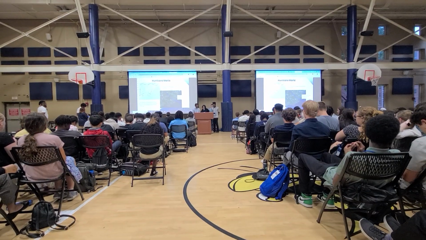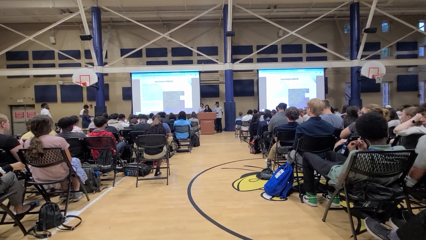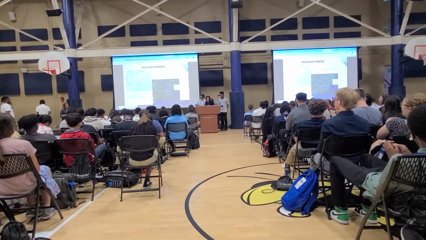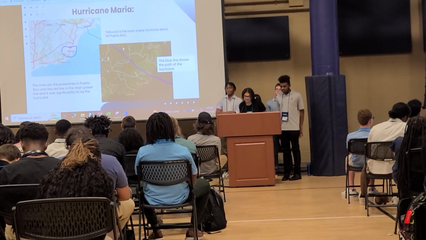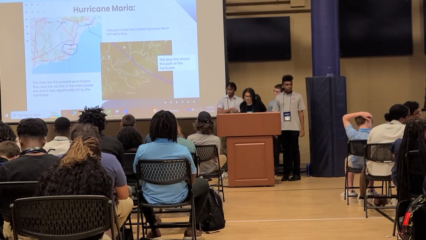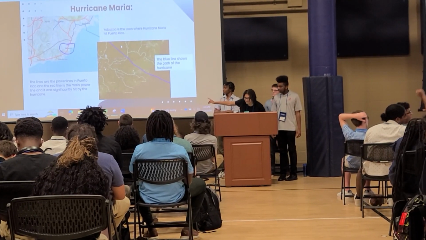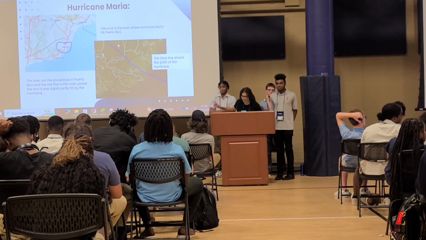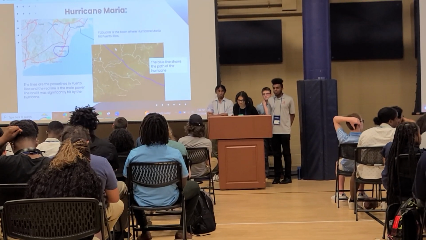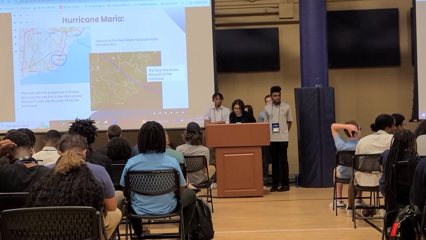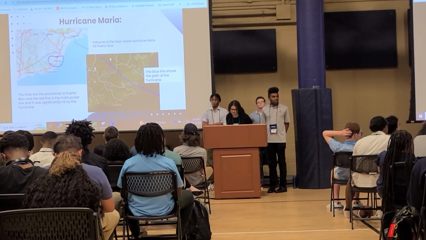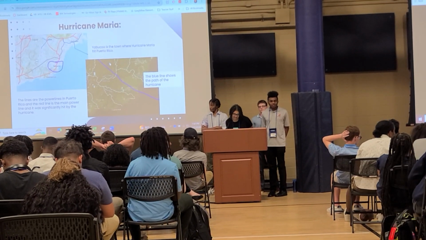Okay, so here's where we used ArcGIS to discover where main power lines were, because Hurricane Maria hit Puerto Rico, and you can see the blue line shows the path of the hurricane, and the red and the purple and the blue up there show the main power lines and power systems, and the red is the main power system of Puerto Rico, and it got hit really bad by the hurricane.